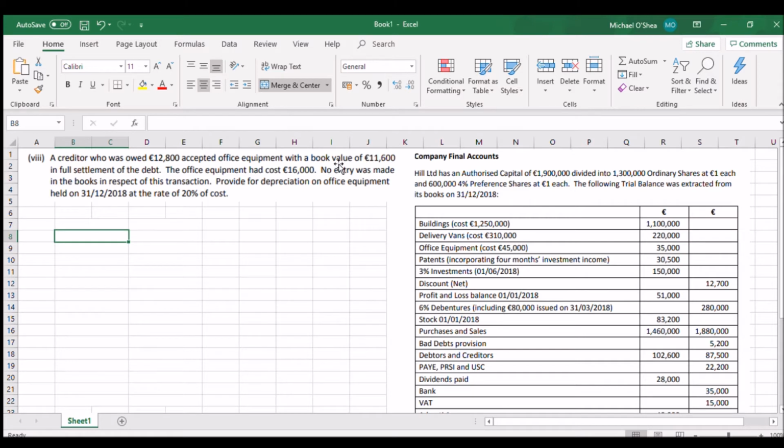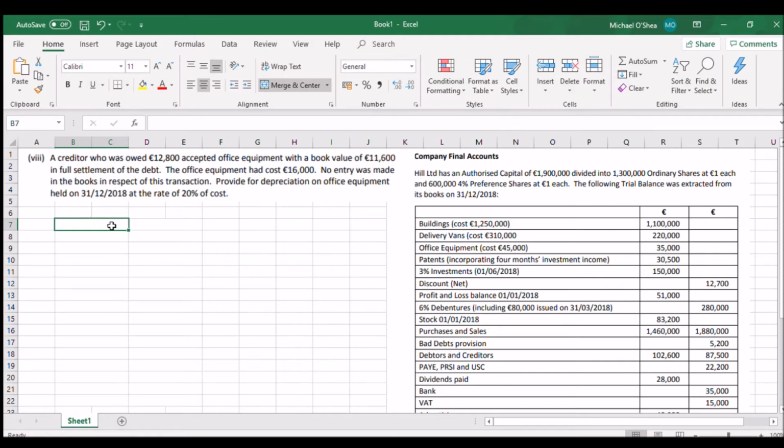The book value should jump out to you. Book value is different to cost. In full settlement of the debt, the office equipment had a cost of 16,000. No entry was made in the books in respect to this transaction. Provide for depreciation on office equipment held at the end of the year at 20% of cost. So a creditor was owed money and they accepted equipment in full settlement.